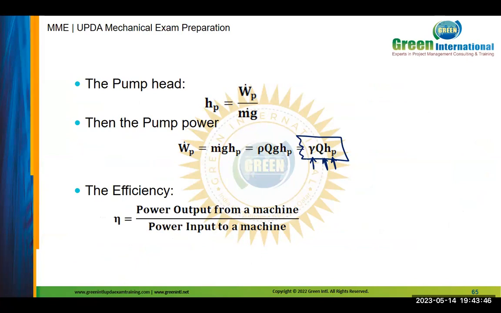Efficiency, we already discussed efficiency before, for a coming question. I think it is a theoretical question. Efficiency is power output divided by power input. For the pump, what is the output? The energy in the fluid, because you add energy into the fluid. And what is the input power? This is the electricity I use to run the pump. I give electric input power to obtain hydraulic power.